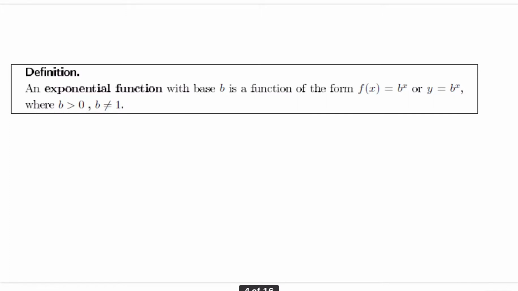An exponential function with base b is a function of the form f of x equals b raised to x. Of course, we can replace f of x by y, so y is equal to b raised to x, where b must be greater than 0 and b must not be equal to 1, because 1 raised to any number is always 1. So that is the condition: your b must be positive and must not be equal to 1.